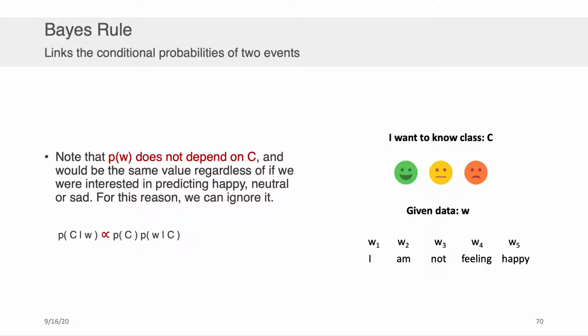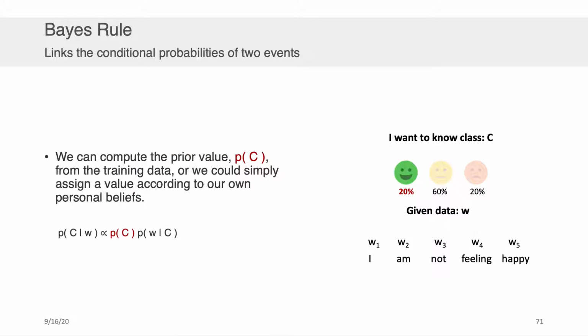And so that is to say that the probability of C given W is proportional to the probability of C, which is the prior, times the probability of W given C, which is the likelihood. Now, when we talk about a prior probability of C, that just says how likely is it that this outcome that I'm interested in predicting is going to occur.